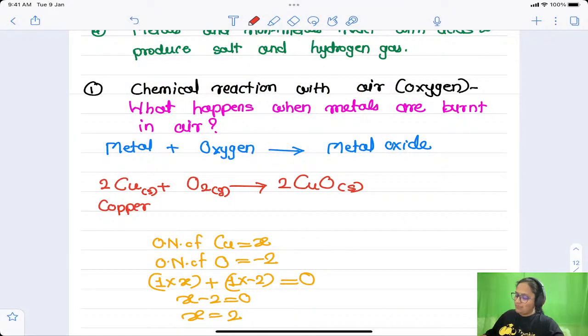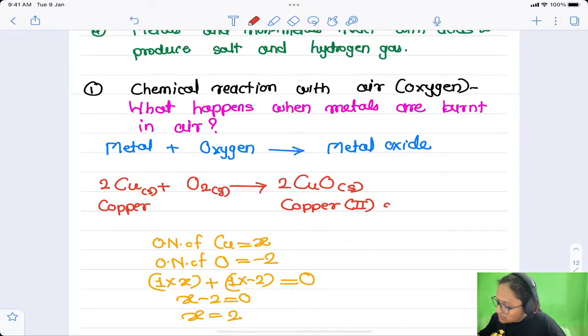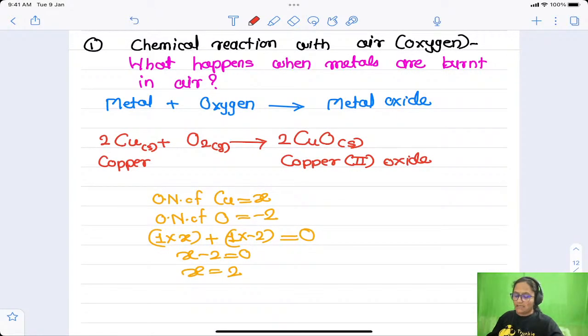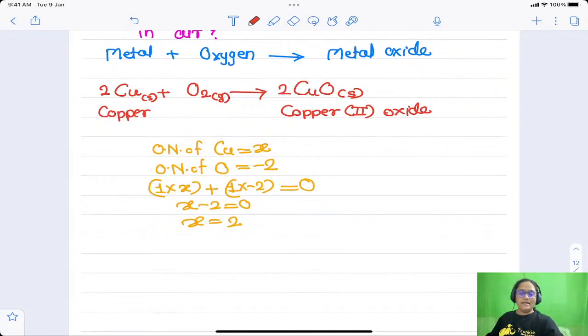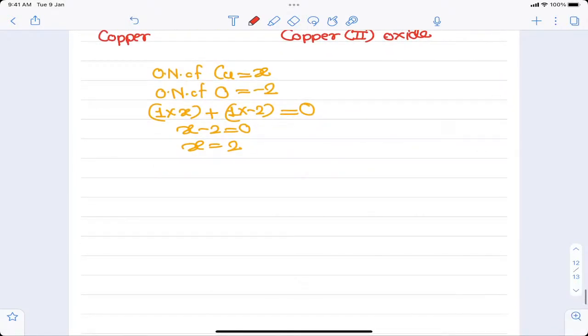Therefore the name will be copper, and inside the bracket we put the oxidation number in Roman numerals, 2, oxide. What is the name of this oxide? Copper(II) oxide. So this is the oxide we get from this reaction. Take a screenshot of this page.